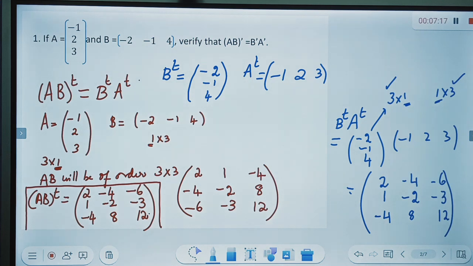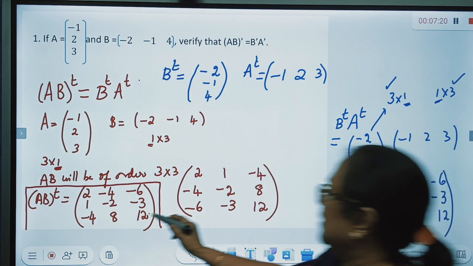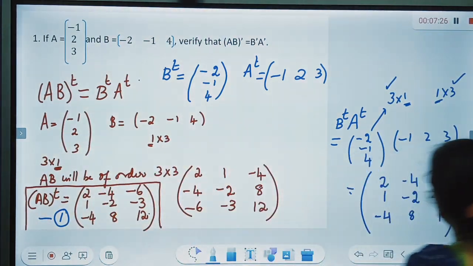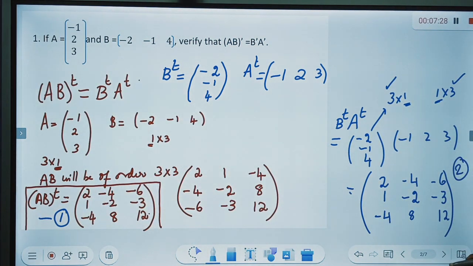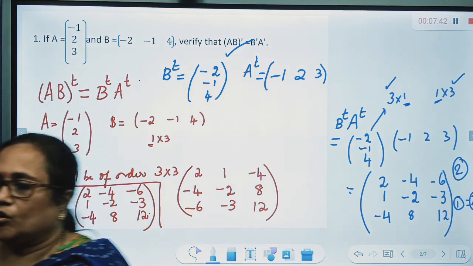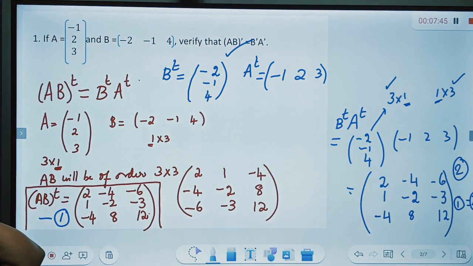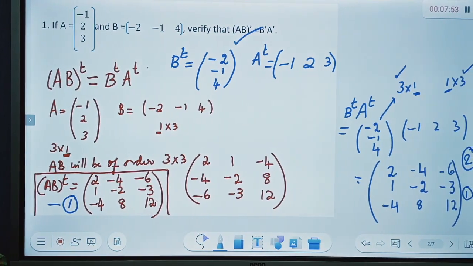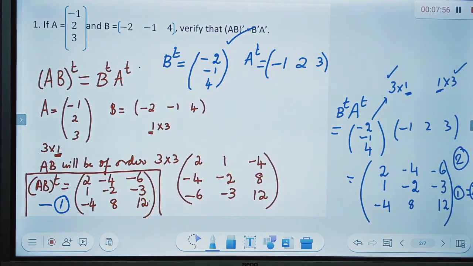But this is B transpose A transpose. Is it the same as (AB) transpose? This is our (AB) transpose. This is your B transpose A transpose. What do you observe? 2, -4, -6; 1, -2, -3; -4, 8, 12. So 1 equals 2. So we have verified that (AB) transpose equals B transpose A transpose. You can give your own examples of A and B, but ensure that the multiplication is well defined, and please verify whether you get this result, (AB) transpose equal to B transpose A transpose.